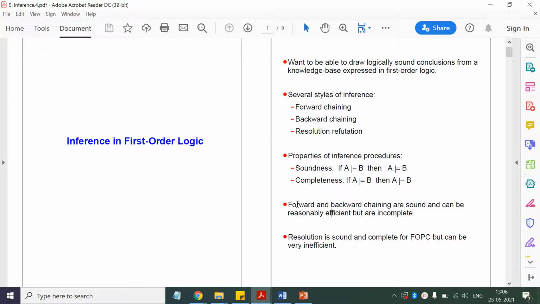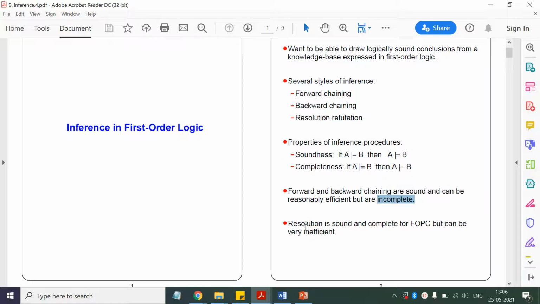Now it is said that forward and backward chaining are sound, but they are incomplete. Okay, so this is the drawback of forward and backward chaining. And resolution, that is our third technique, is sound and complete, but it is very inefficient.